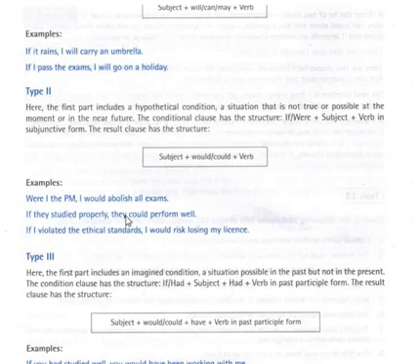And how is the main clause? Subject plus could or would plus verb form, that is V1 form. So the if clause is in past tense, and we use it when we wanted to talk about a hypothetical situation. So if they studied properly, they could perform well. They plus could plus V1. This is type 2. Now coming to type 3.